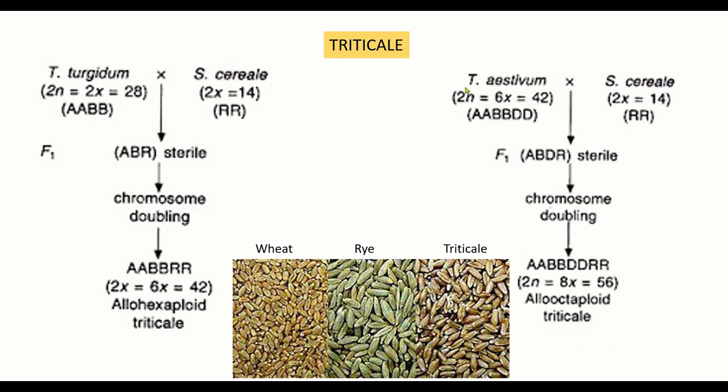Next is the allooctaploid. Although the allohexaploid is also cultivated, the allooctaploid is also there. This is the cross using bread wheat as one of the parents instead of Triticum turgidum. If we use bread wheat, it will be AABBDD. When crossed with RR, it will produce ABDR, which is F1 sterile. If we double the chromosomes, it will be AABBDDRR.